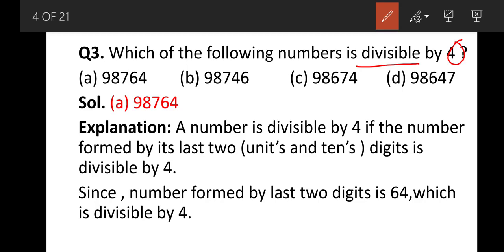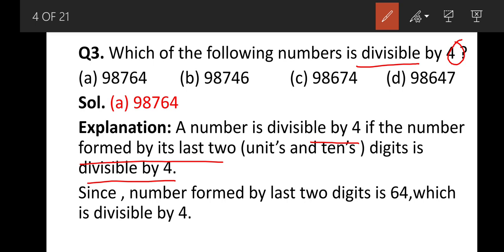And what is the divisibility test of 4? A number is divisible by 4 if the number formed by its last two units and tens digits is divisible by 4. Let us see one by one every option. Here in the first option, I am leaving this first option because we know that this is the answer. Let us talk about B option.